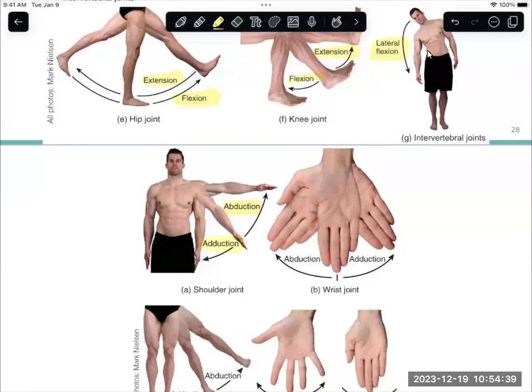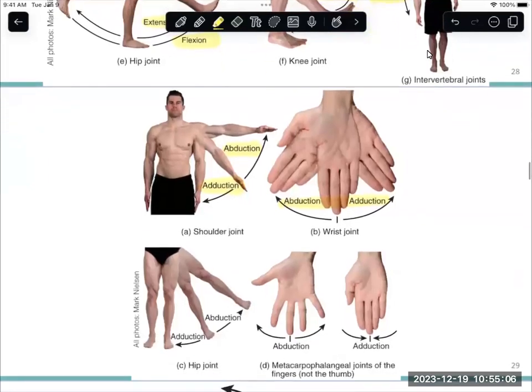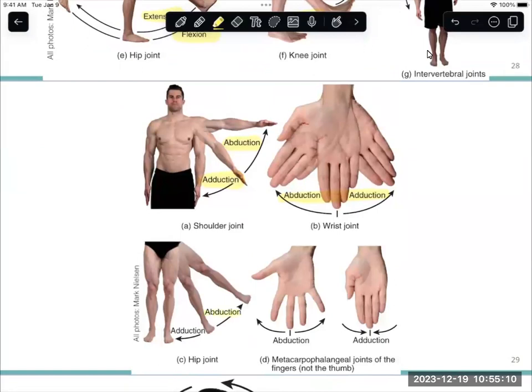You can abduct and adduct your wrist. So if your hand is in that anatomical position with your palm facing out, your thumb is away from the body, the pinky is closer to the body. You abduct it by bending your wrist towards the thumb. You adduct it by bending your wrist towards your pinky. You can abduct your hip, so your leg out away from midline. Adduct it, brings it back. You can even abduct and adduct your fingers. Abduct, spread your fingers apart. Adduct, bring them all back together.